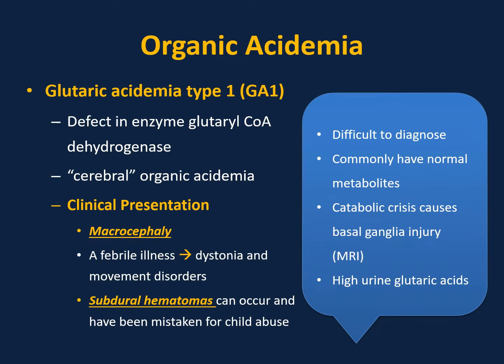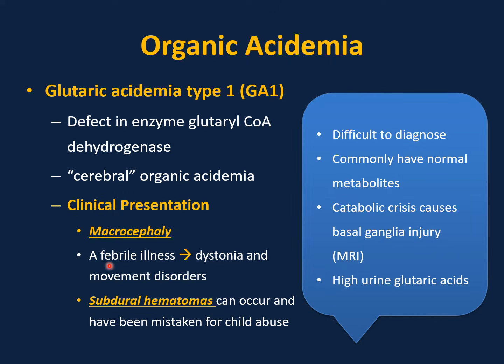Glutaric acidemia type 1 is a very important cause of organic acidemia. It is because of deficiency of glutaryl CoA dehydrogenase enzyme. It is well known as cerebral organic acidemia. These patients do not present with metabolic acidosis like cases of propionic acidemia and methylmalonic acidemia. So it is difficult to diagnose because commonly they have normal metabolites, no metabolic acidosis.